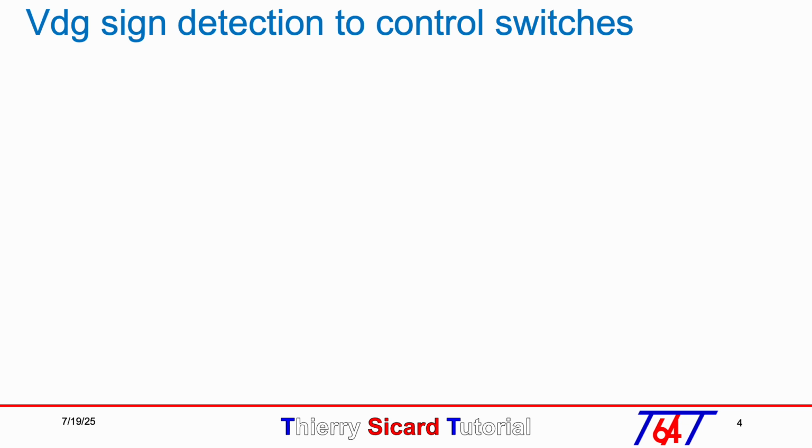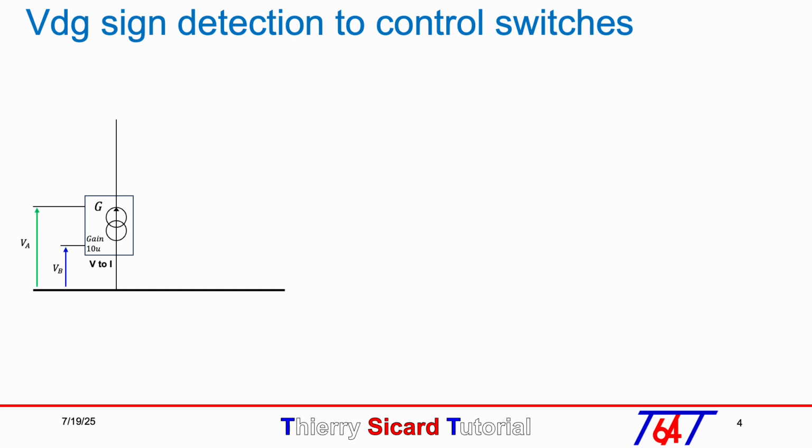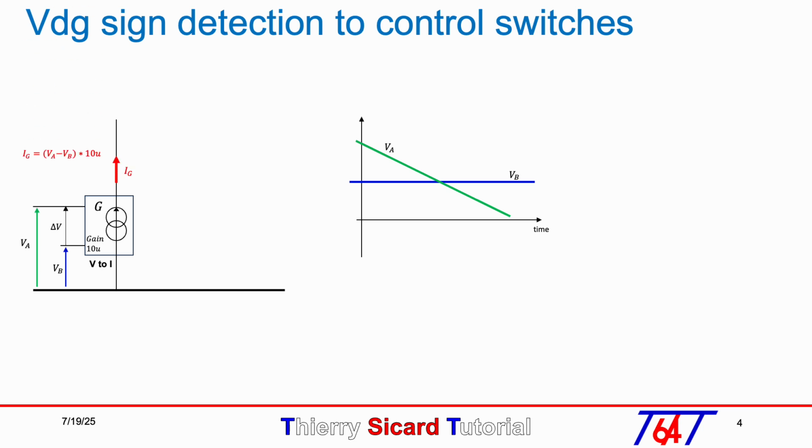To detect the sign of the drain gate voltage, the first step is to convert the voltage to current using the SPICE-controlled source G, which transforms voltage into a current with a gain of 10 micro. A timing diagram illustrates an example where a constant voltage VB crosses a decreasing voltage VA. This means that a delta V equal to VA minus VB of 1 volt will be replaced by a 10 microamp current source indicated in red on the timing diagram.